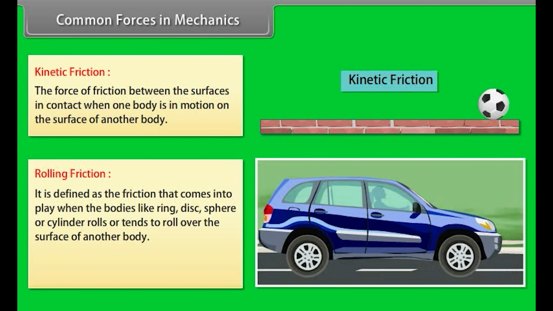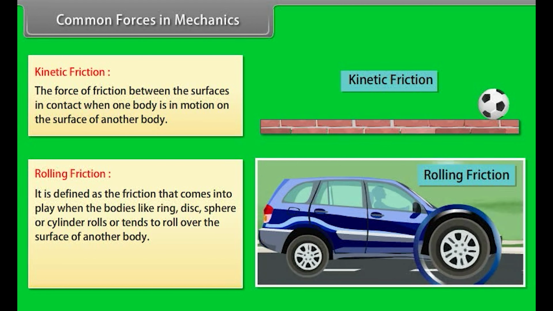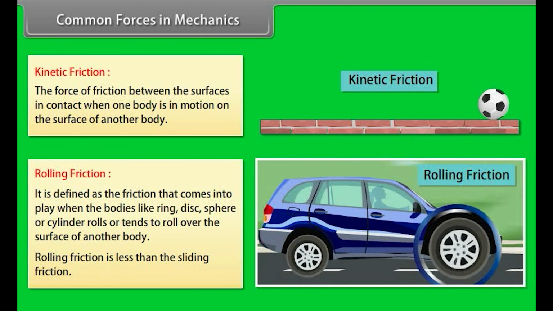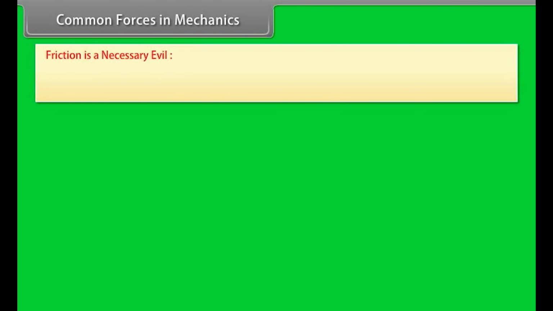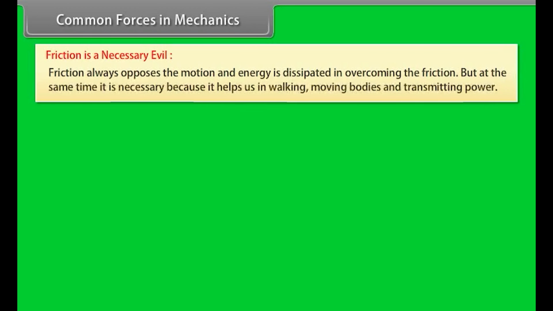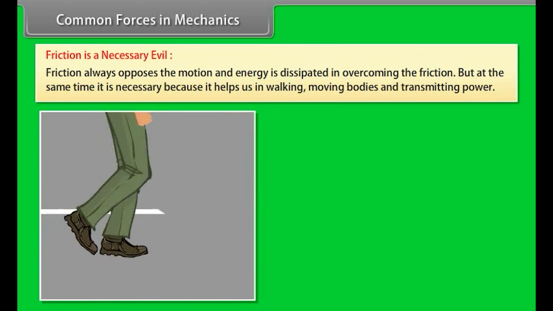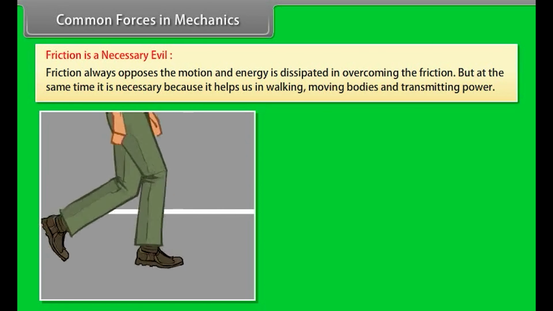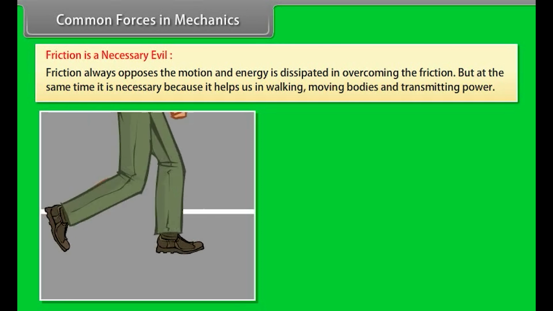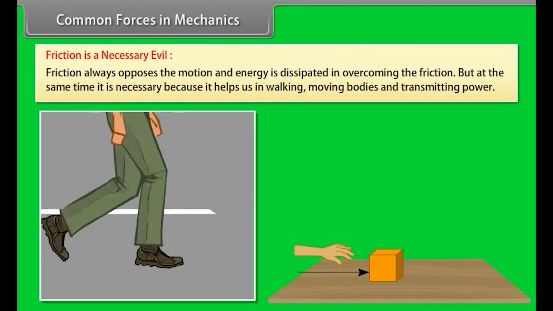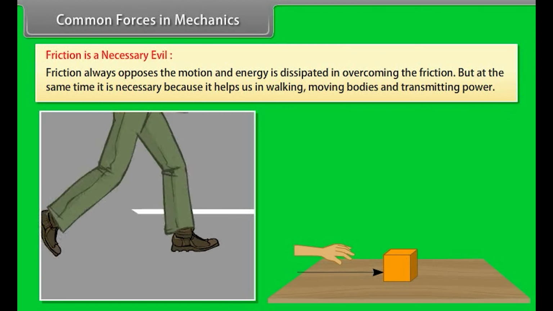Rolling friction. It is defined as the friction that comes into play when bodies like ring, disc, sphere or cylinder roll or tend to roll over the surface of another body. Rolling friction is less than the sliding friction. Friction is a necessary evil. Friction always opposes the motion and energy is dissipated in overcoming the friction. But at the same time, it is necessary because it helps us in walking, moving bodies and transmitting power.